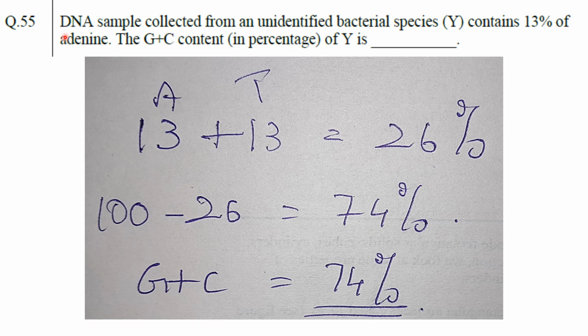Then next one. A DNA sample collected from an unidentified bacterial species contains 13% of adenine. The GC content of Y is? Now 13% of adenine means the percentage of thymine is also 13. So both combined together will be 26%. Now 100 minus 26 will give you 74%, which is G and C combined together. So it is 74%. That is what they have asked, that is GC content in Y. So it is 74%.